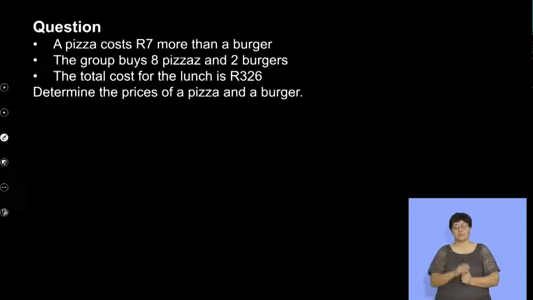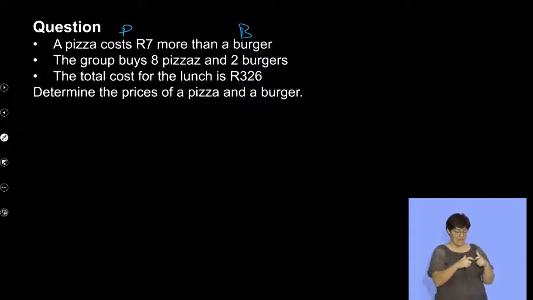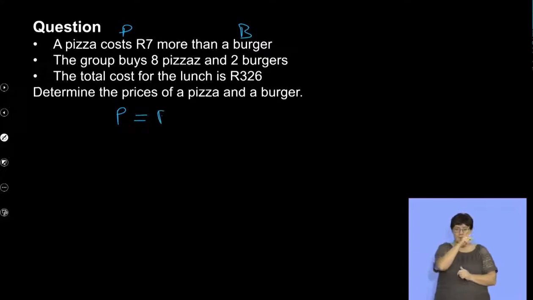Remember I said we're going to let this be P and this be B. That means the first statement, a pizza costs 7 Rand more than a burger, means that the pizza will be equal to a burger plus the 7 Rand. So that's what we are being told here: if I want to buy a pizza, I must add 7 Rand to the price of the burger. So that becomes P equals B plus 7.